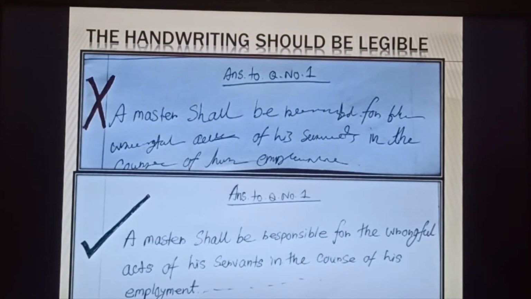Next, the handwriting should be legible. In the first slide, the text reads something like "reasonable, responsible" or something; you cannot read it from there. The examiner cannot read it, so your marks will be deducted. The next slide is the right one. Always write in good handwriting, in a legible way, so that the examiner can read what you are writing.